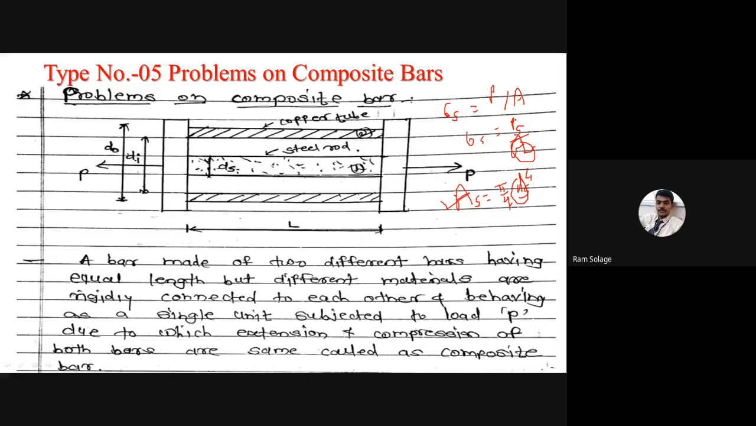How to calculate the PS? PS means what? We keep in mind, we are considering common material, steel rod and copper tube. We are considering a single unit and we are applying the common force P. So how to calculate the PS?